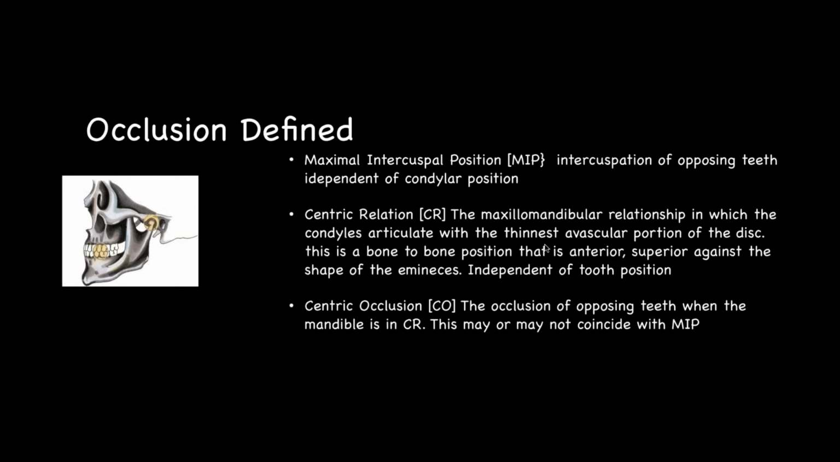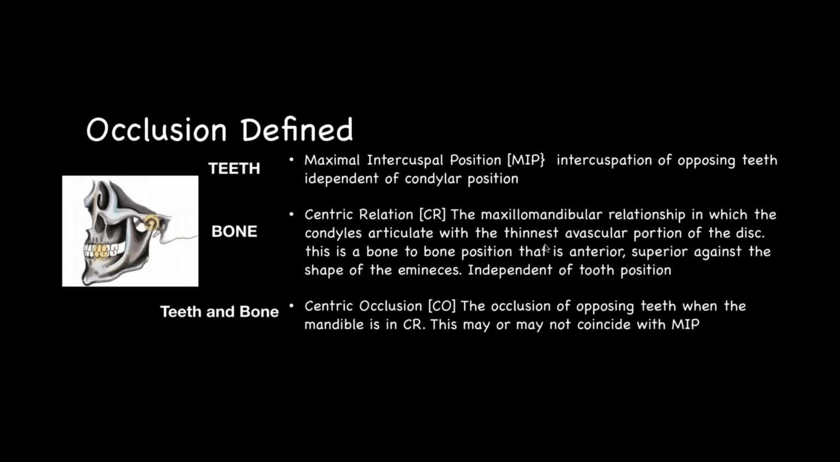So let's look at the way we define how this system works. For us, occlusion has always been our general term for how it works. But there's really three parts to this. One is maximum intercuspation, which is really about how the teeth touch each other. A patient closes their teeth and they touch, and that is their maximum intercuspation position. The challenge with that is it has no reference to the condylar position, to where the condyles are. It really just has to be where the patient is comfortable with their teeth. So we call this the MIP position.